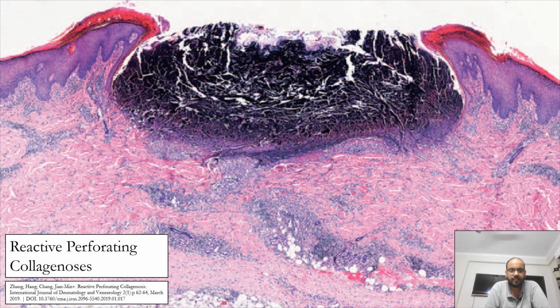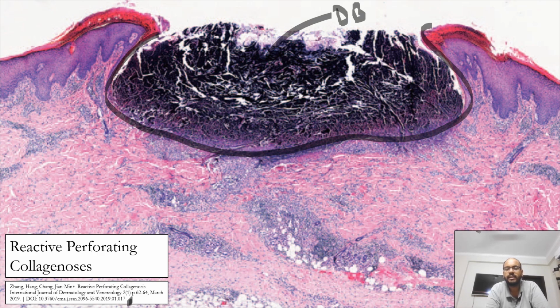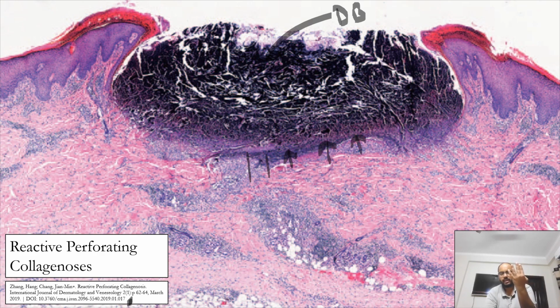So this is a very nice picture. No, not from Weedon's, I've taken it from an article. So can you see this cup-shaped crater? And it is filled with dark blue material, and that is nothing but a collection of collagen which is extruded out. And if I remove this line, you can actually see this vertical orientation of collagen fibers. Can you see here? Lines, vertical lines, longitudinal lines going inside the crater. Let's magnify and see what we are meant to see.